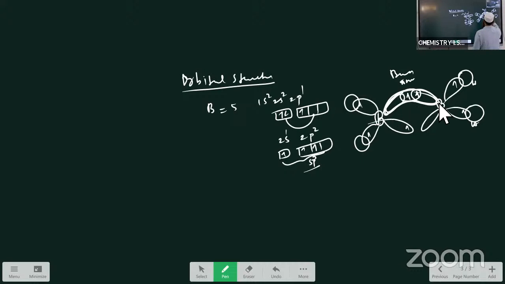1, 2, 3 centers are there and only 2 electrons are there. It is called a 3-centered 2 electron bond. Okay, such a type of bond is also formed below this. यहाँ पे और एक 3-centered 2 electron bond हो रहा.